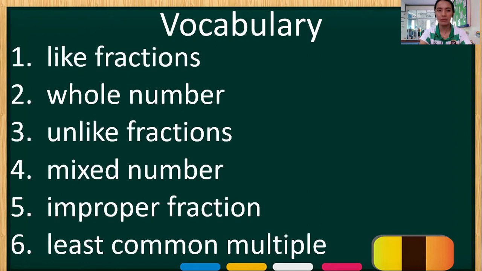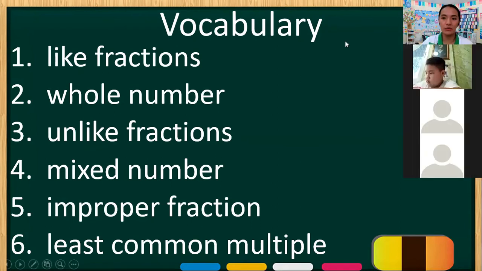I repeat, number 1, like fractions. Number 2, whole number. Number 3, unlike fractions. Number 4, mixed number. Number 5, improper fraction. And number 6, least common multiple. Now it's your turn to read.